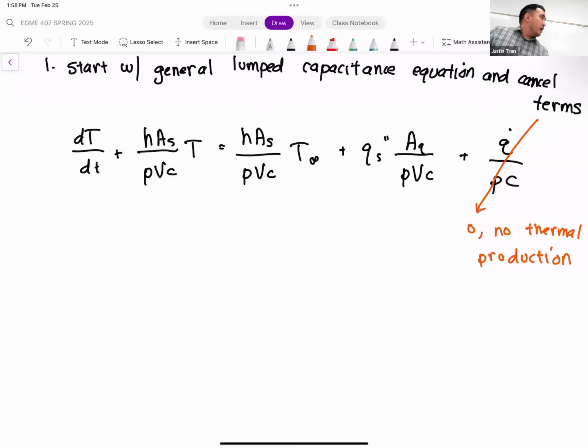Okay. So that's the only cancellation that we're going to make here. Cast iron usually is an inert material, so it's not going to produce any heat. So let's go ahead and solve this. If you want to make your writing a little bit easier, you can substitute excess temperature. It's a little bit less writing to do.